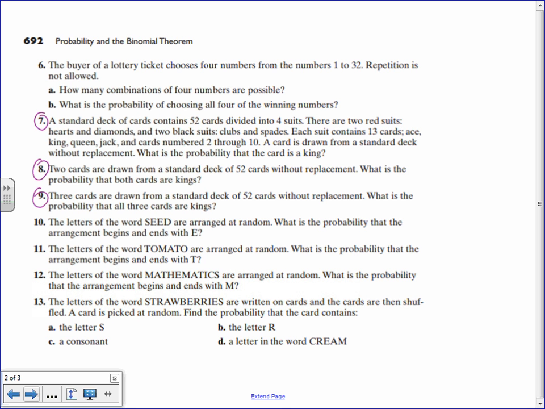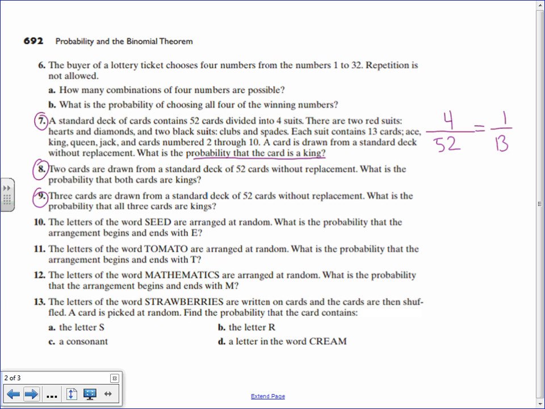Anyways, probability that I'm pulling out a king. Well, how many kings are there total in the deck? There are 4. There's 1 for each suit, so there are 4 kings that I could grab out of a total of 52 cards that I could grab. So the answer is 4 divided by 52, which does simplify into 1 over 13.